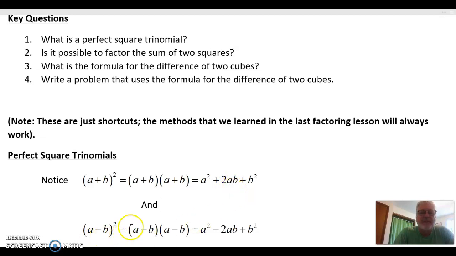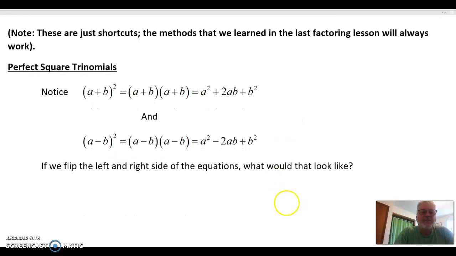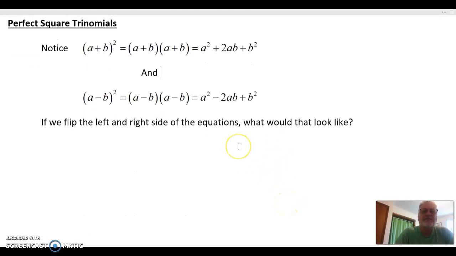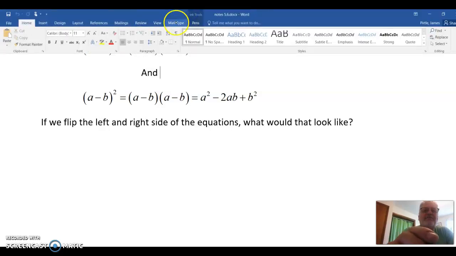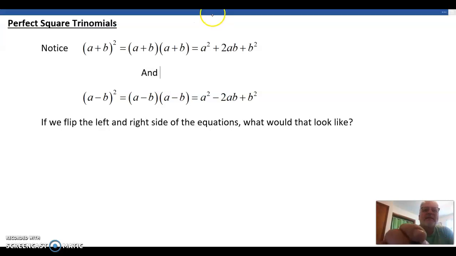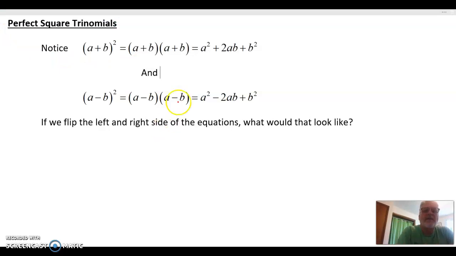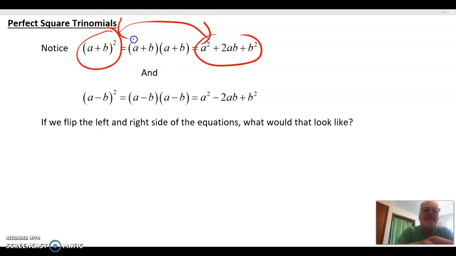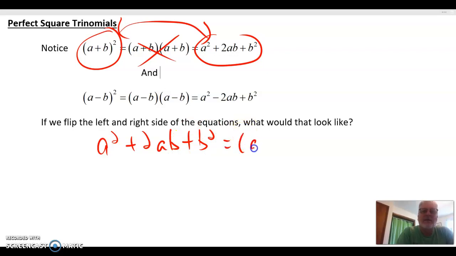And same thing here. So what this says is if we flip the right side of the equation and the left side of the equation, what would it look like? So let's do that real quick. Okay, so what I'm going to do is take this and this, and I'm just going to flip them. I'm going to leave the middle part out. So I've got a squared plus 2ab plus b squared equals a plus b squared.